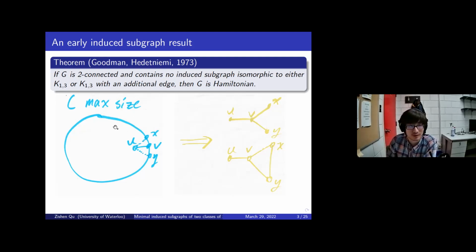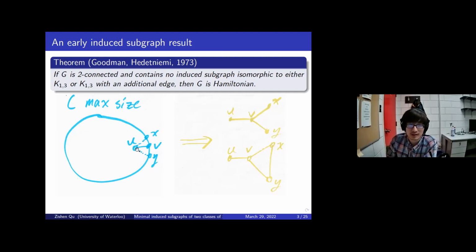So here's the proof. Suppose you know that G is 2-connected non-Hamiltonian. Then look at the largest cycle, C, in G. It doesn't contain every single vertex. So there's a vertex that's adjacent to the cycle C that's not in the cycle. Call that vertex U, and it's adjacent to V on the cycle. And then we'll label the vertices before and after V in the cycle X and Y.